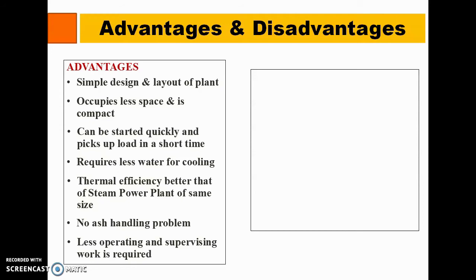Then the thermal efficiency of this plant is also high, better than the other plant, the steam power plant, you can say. As in the case of the steam power plant, ash is produced there. But in this diesel power plant system, no ash handling system is needed, no ash is produced, and there is no problem of ash. Then, once it gets started, there is no requirement of supervising the work of this system again. So these are some advantages of the system.